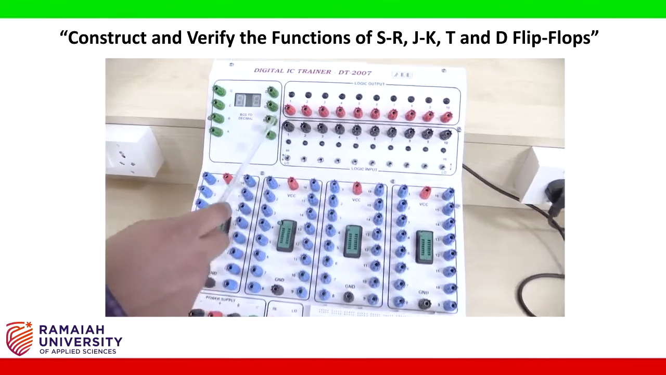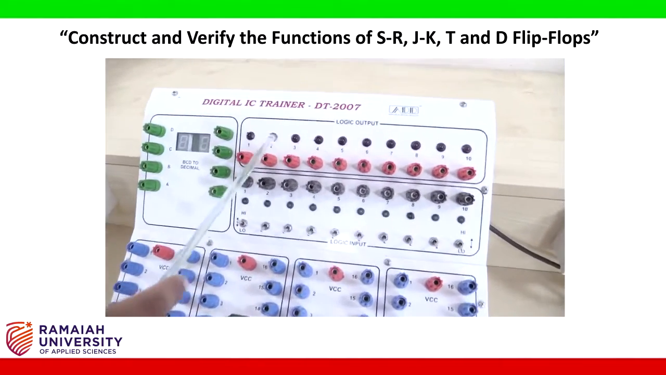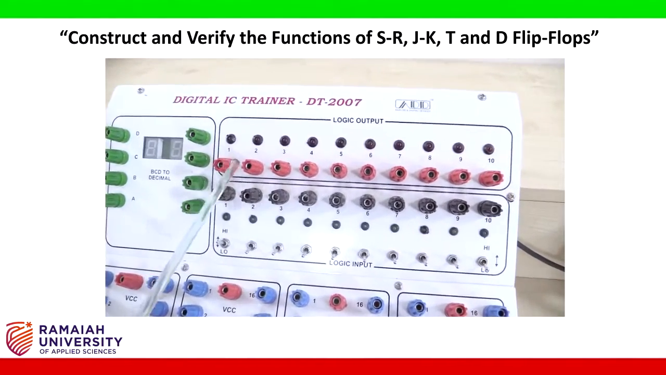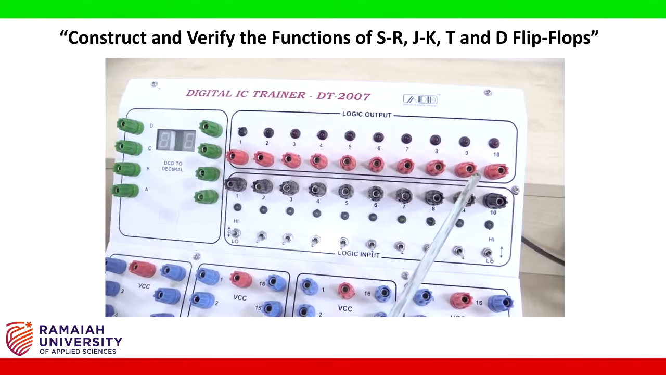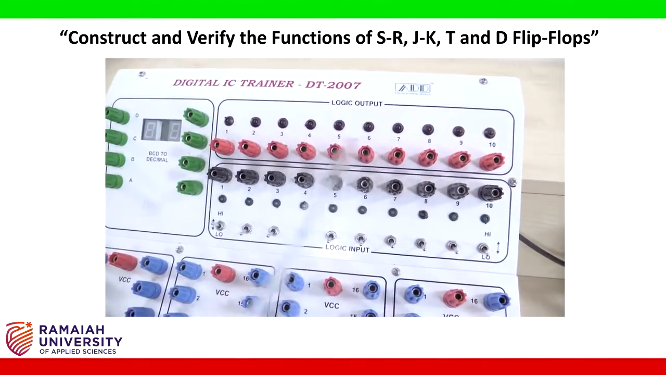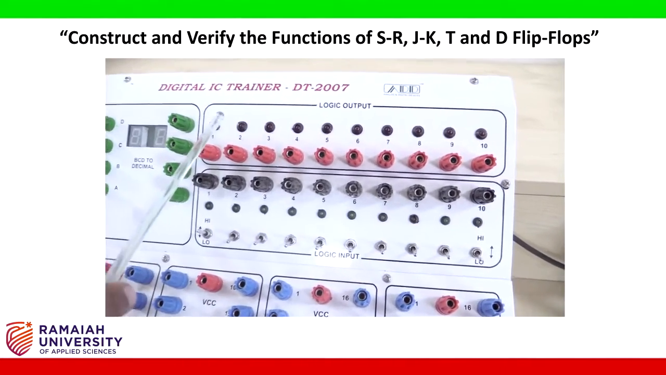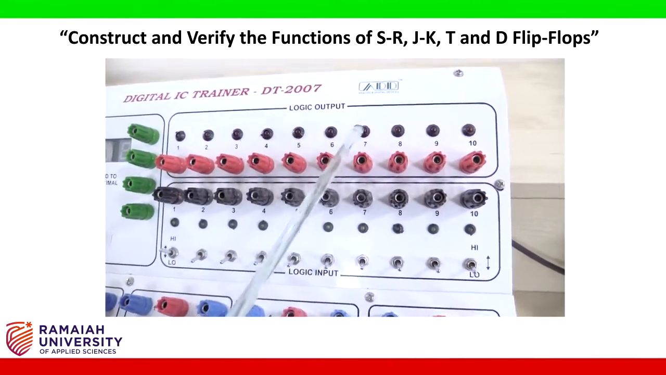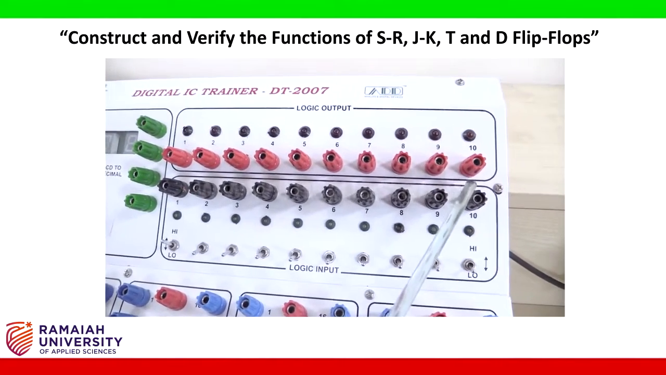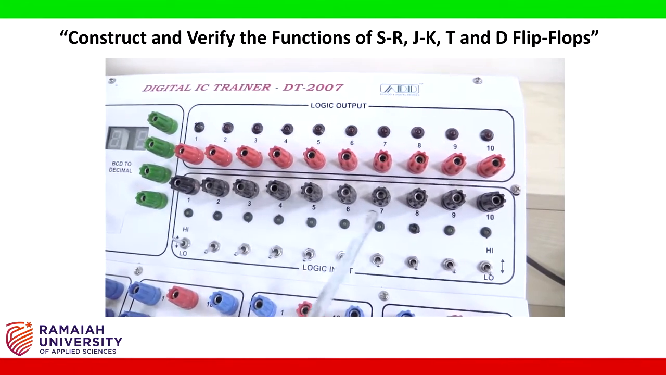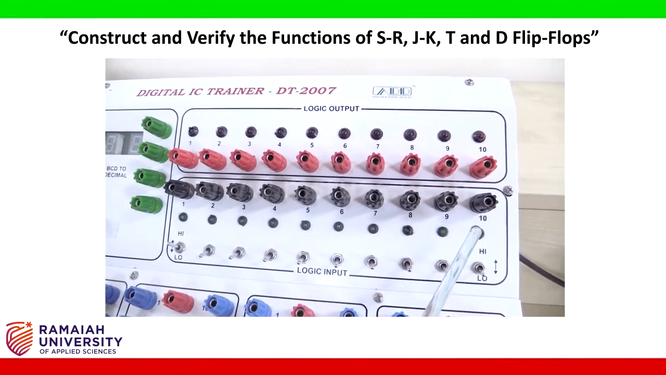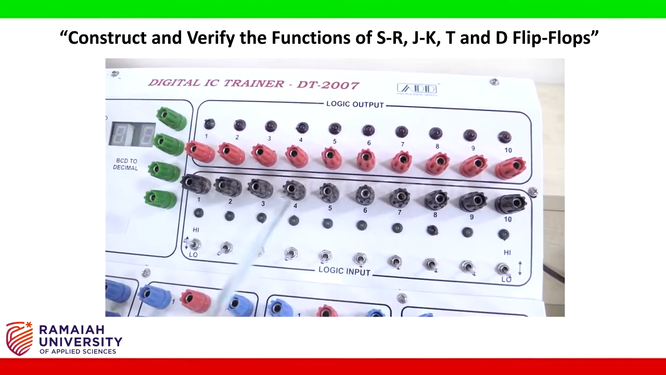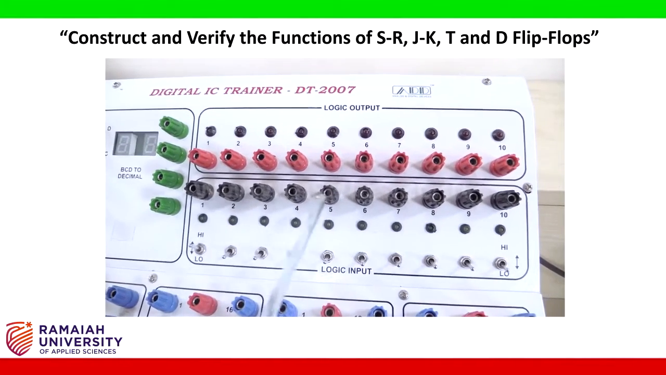So it consists of output pins here at the top. Here you can see there are 10 different knobs which are in red color, indicating the outputs. The output can be seen using the LED bulbs which are there just above the notch. Here at the bottom again you can see there are 10 black color knobs which represent the inputs. Here we are going to connect the inputs.